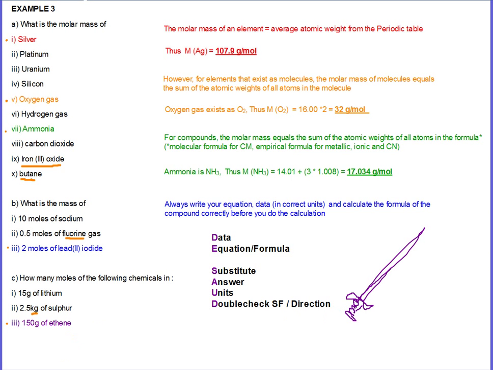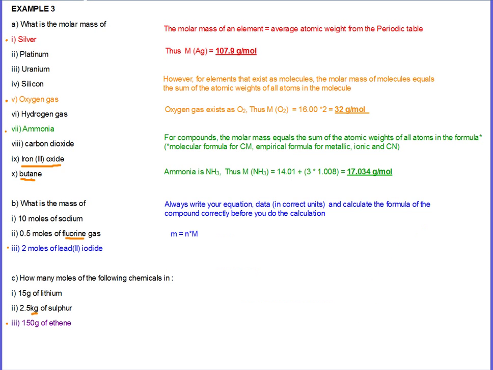So using DSORD, let's solve this problem. First of all, here's my equation. I'm trying to figure out the mass, so I've written down my equation for mass. Mass equals number of moles times molar mass. Next, I write down my data. I don't know the mass, I'm trying to find it out, but I've been told the number of moles is 2. And I've got to figure out the molar mass.